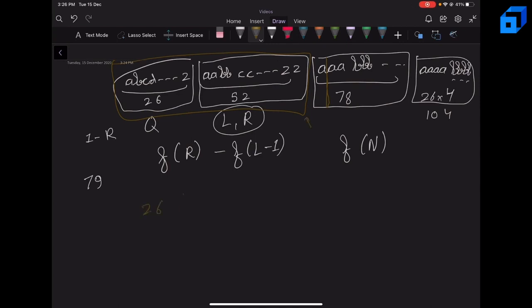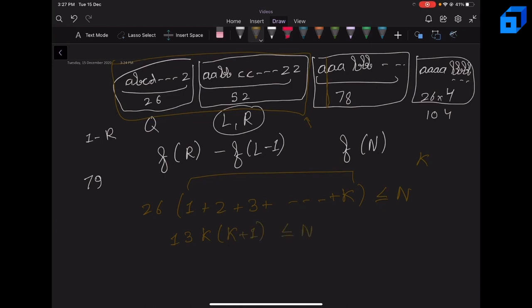Now, let's say there are k blocks which lie completely before. So the total sum will be 26 into 1 for the first block, then 26 into 2 for the second block, then 26 into 3 for the third block, and for the final block we will have 26 into k. Now this should be less than or equal to N, because they lie before N. So from here we can write this as 26 into k into k plus 1 by 2, because this is the sum of natural numbers. So we get 13 into k into k plus 1 should be less than or equal to N.